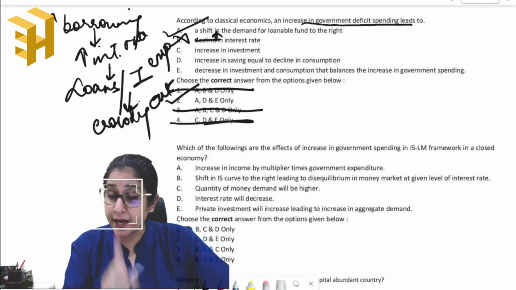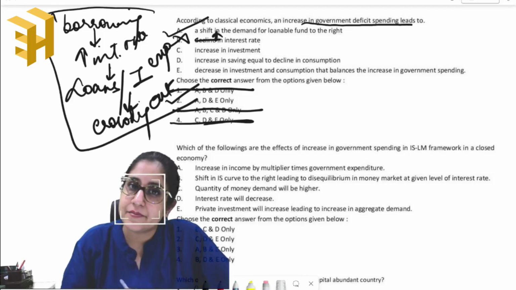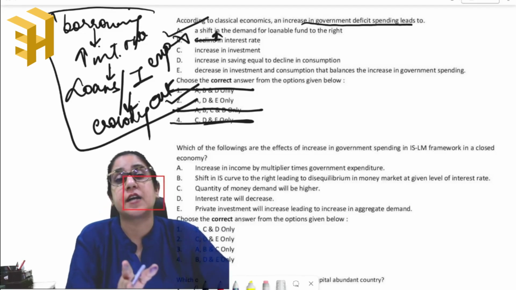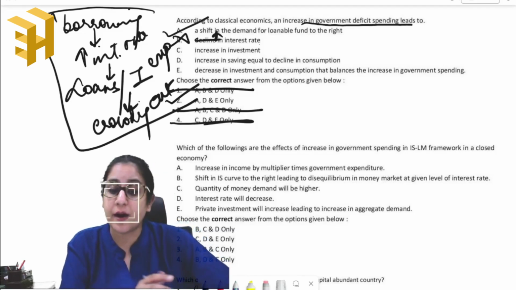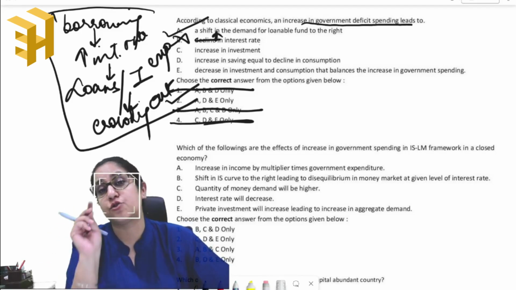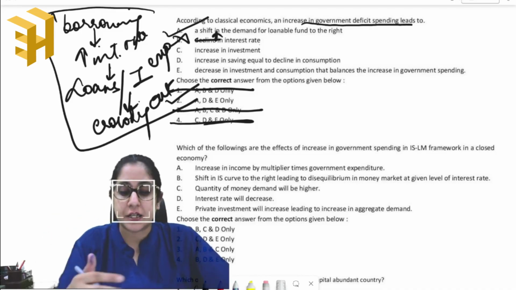But why was it that easy? Because we knew the basics, right? We knew these policy strategies, we knew this kind of process, and that's why we could answer these kinds of questions in no time. Okay, let's just go through the other statements.